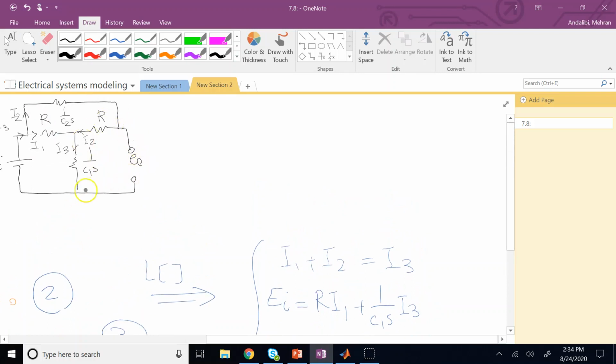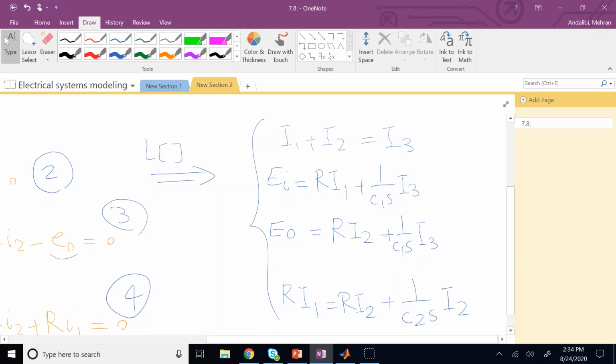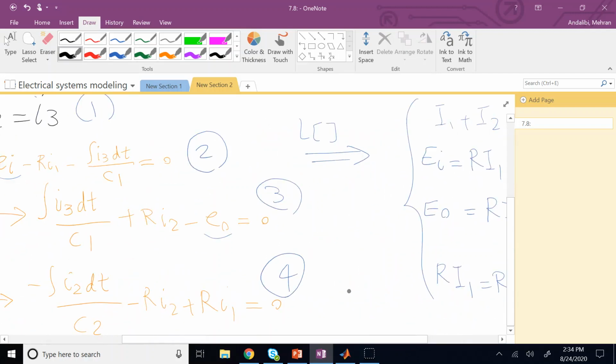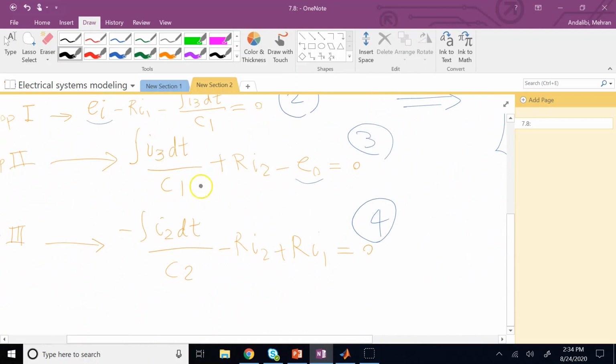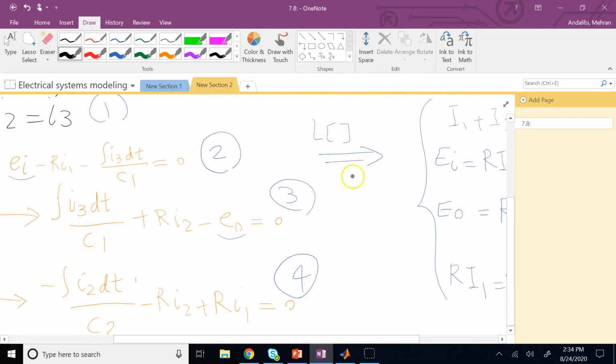Then in this one, EO is going to be equal to, since I'm passing these two opposite of the direction, so it's going to be positive 1 over C1S I3 positive RI2 minus EO is 0. So if you take EO, you're going to get this one. And here again, it is going to be negative 1 over C2S I2 because I'm passing in the direction of current, minus RI2 plus RI1 is equal to 0, from which I get this bottom equation. So the impedance method is basically like, I still write the equations for node and voltage, but they are already taken Laplace.